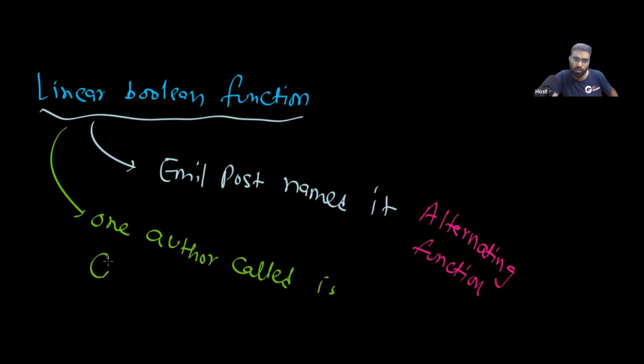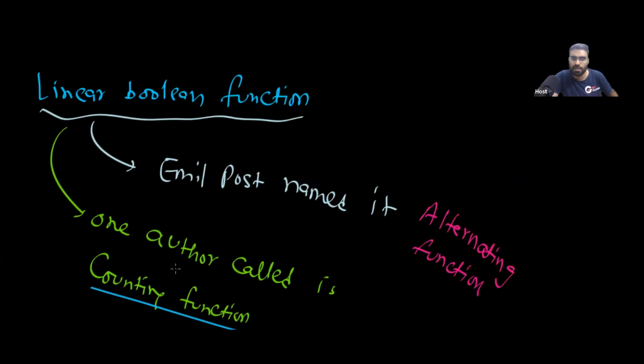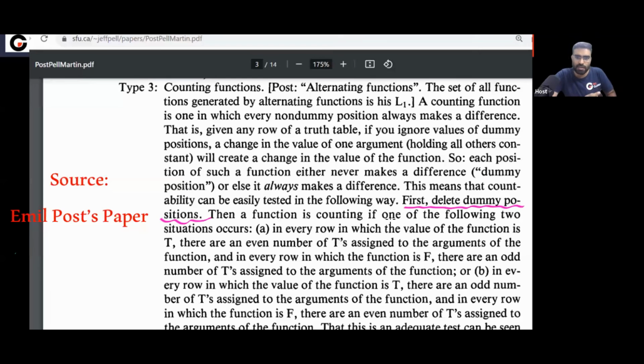Called it counting function. But all these are the same. There is no difference. Linear Boolean function, Emil Post called it alternating function. One author called it counting function, but we will call it linear function. Anyway, the important point is, first you delete the dummy positions.